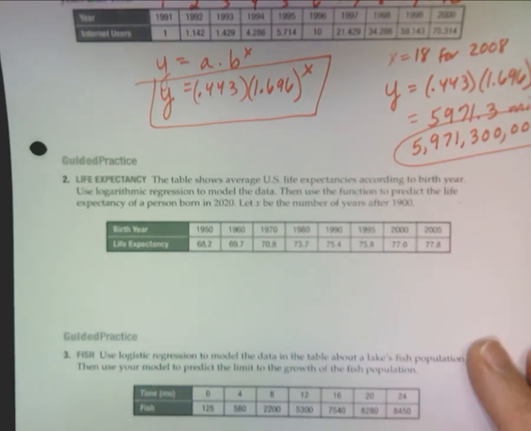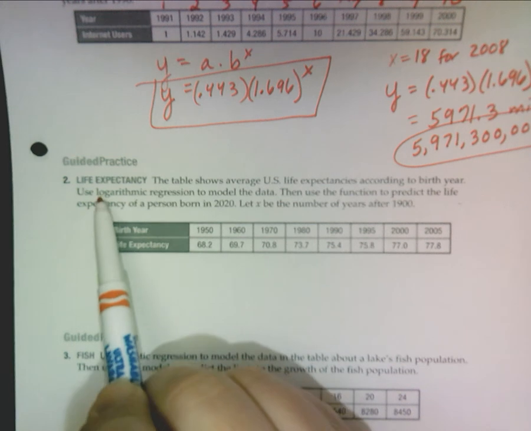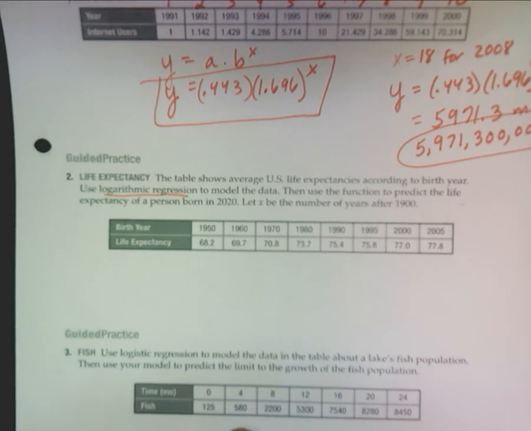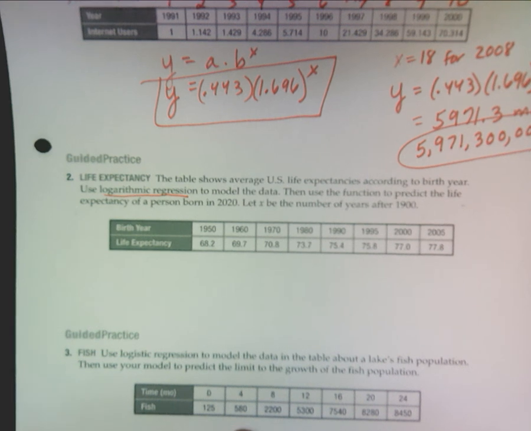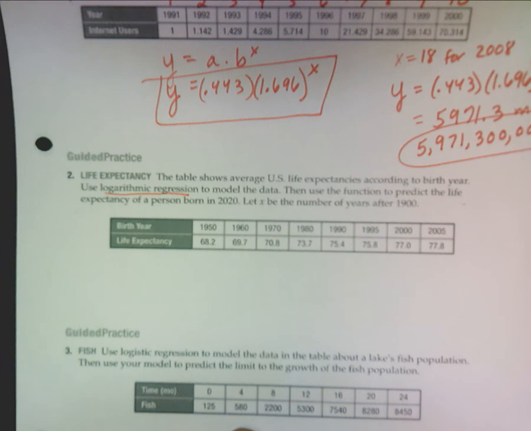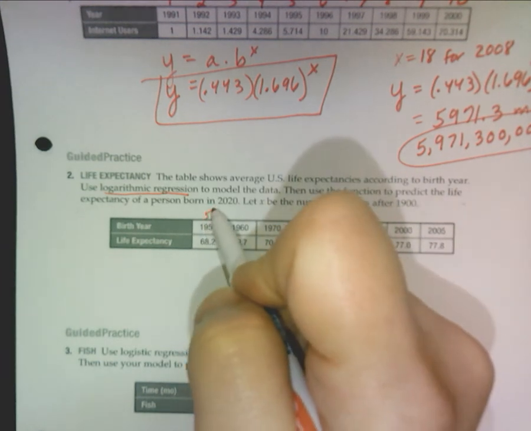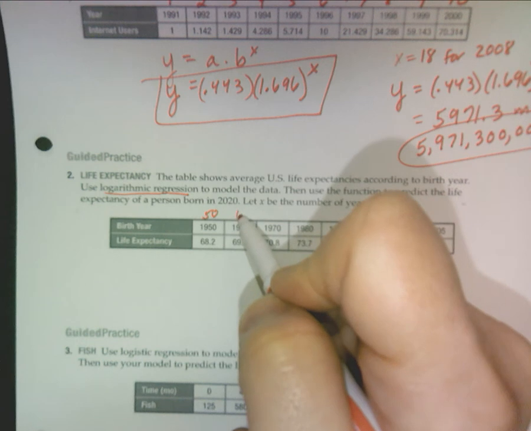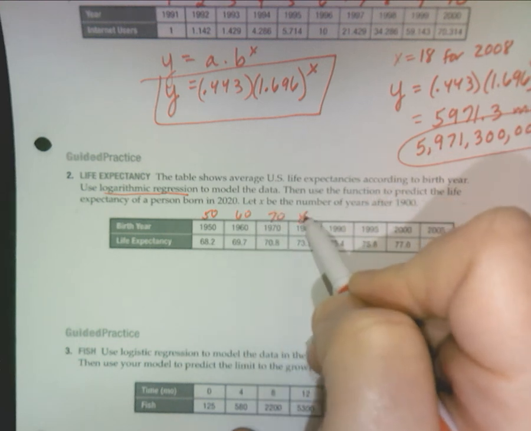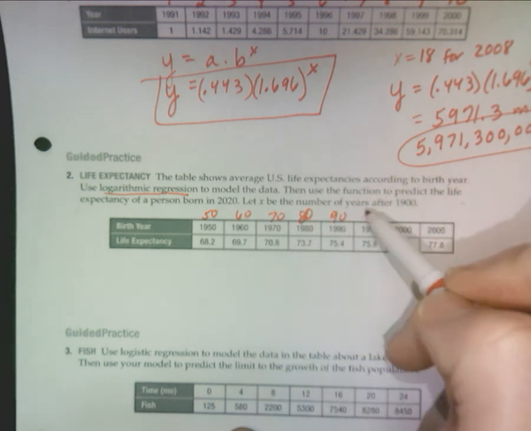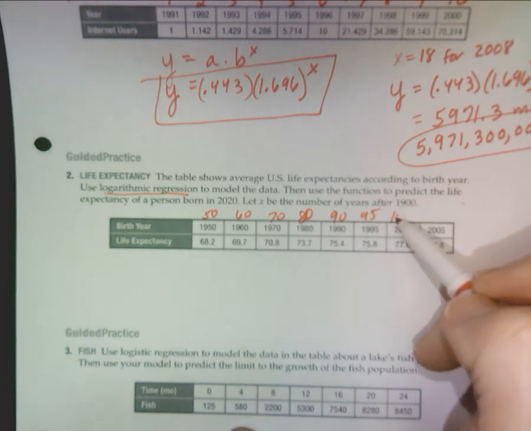Life expectancy. The table shows the U.S. average life expectancies according to their birth year. Use logarithmic regression to model the data. Then use the function to predict the life expectancy of a person born in 2020. Let x be the number of years after 1900. So this would be 50 when I put it in my calculator, 60, 70, 80. Again, you want to make sure you read that.